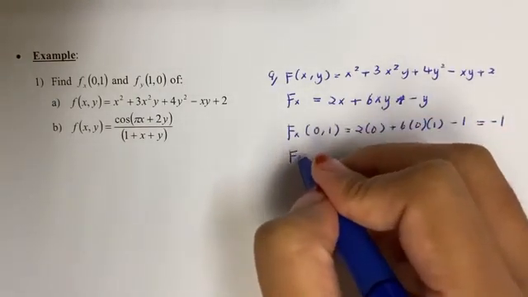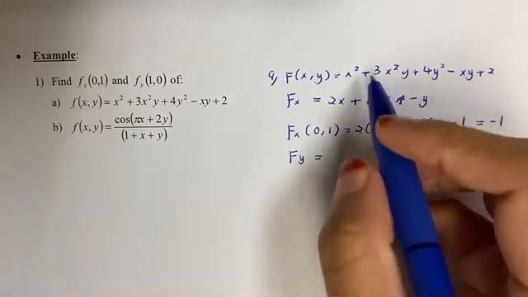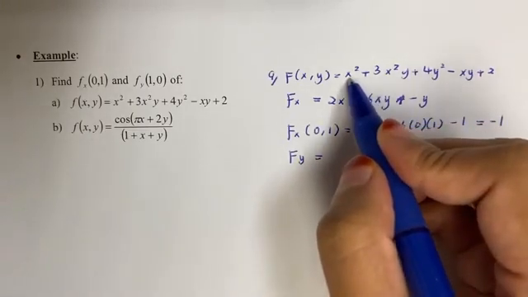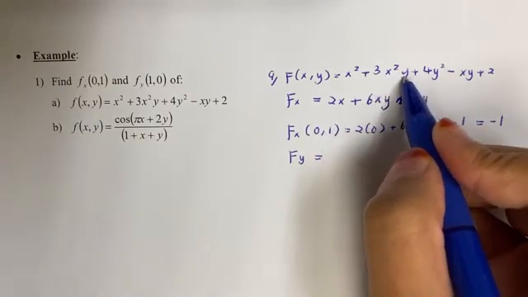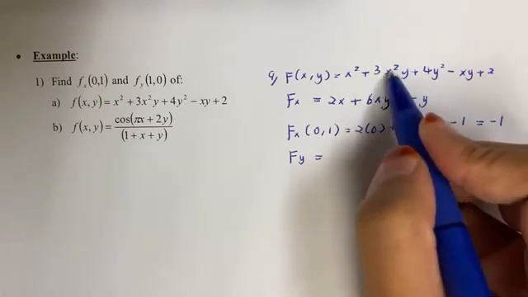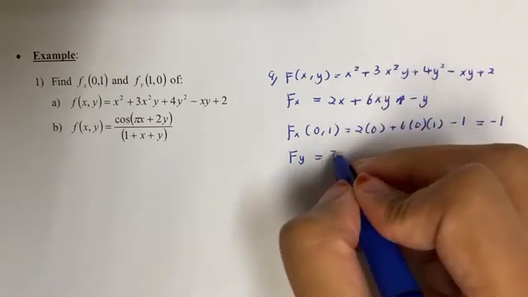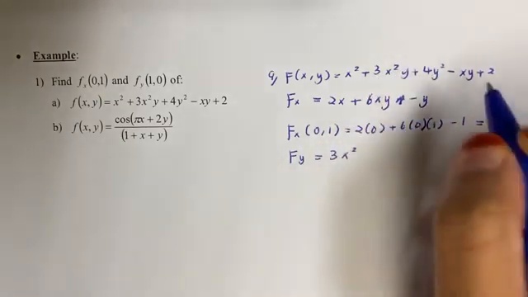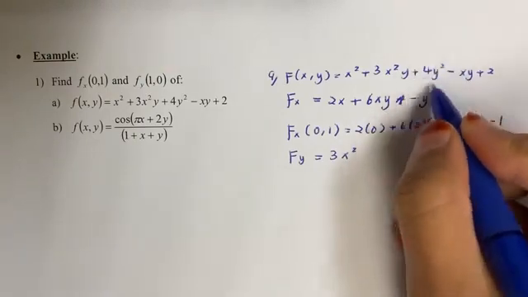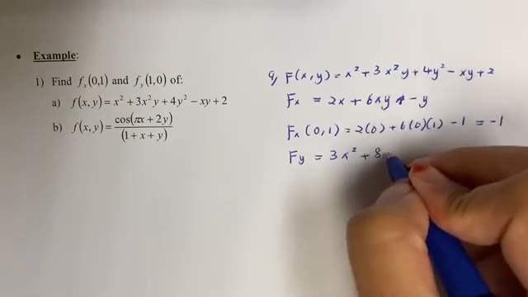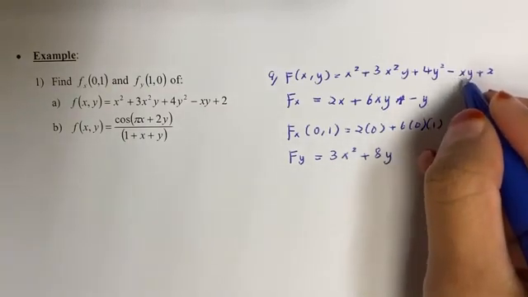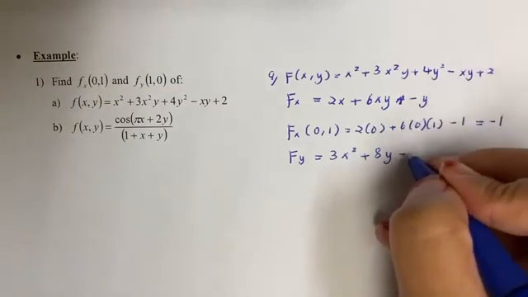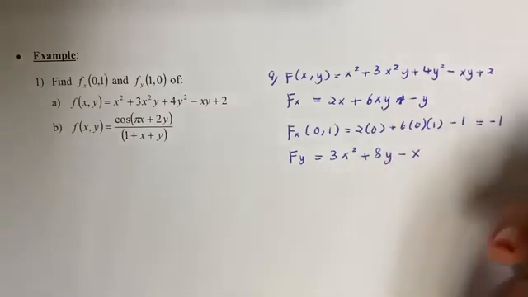Next, we have fy. For x squared, no y here, so this is 0. For the next term, differentiating y becomes 1, multiplied by 3x squared since this is constant. So you have 3x squared plus, differentiating 4y squared, you have 8y, minus, differentiating xy, you have minus x.